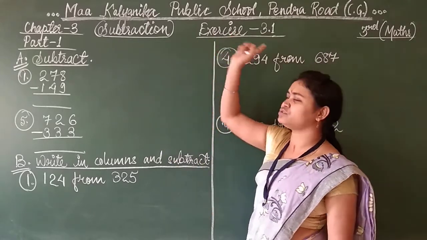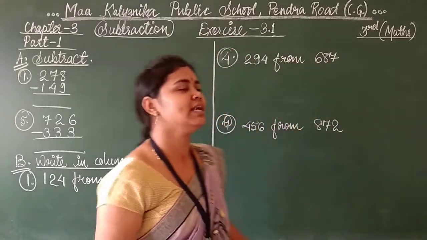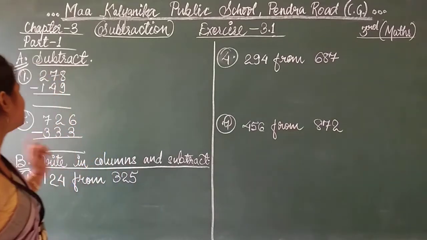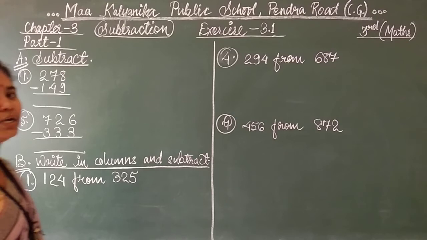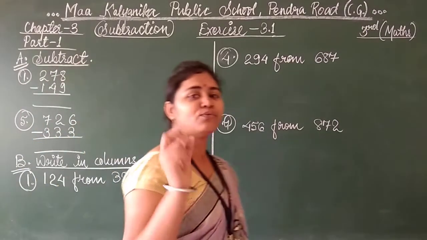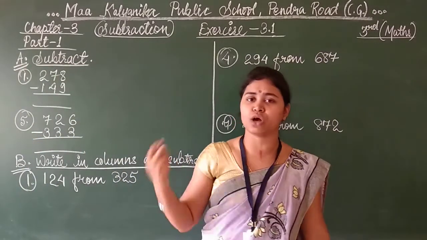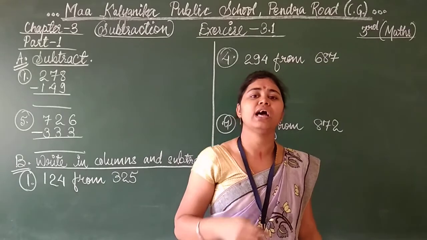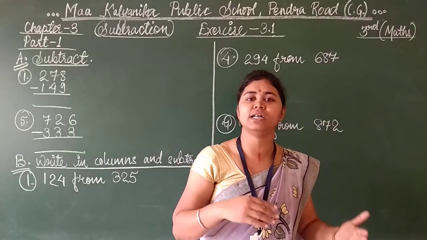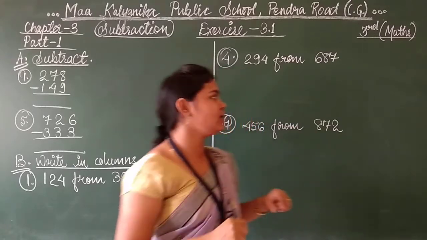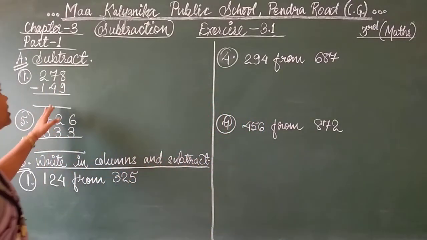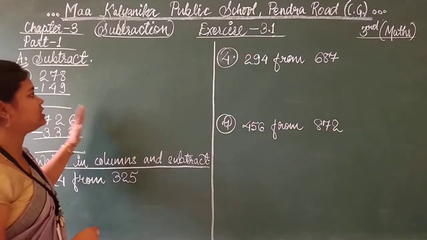Subtraction, exercise 3.1. We will start with exercise 3.1. So students, in this exercise, question A and question B, two questions are there. From those, I will solve some questions for you. How to subtract, how to take borrow from the other number if the smaller number is present on the upper side and the lower number is bigger. That I will explain to you in this exercise.